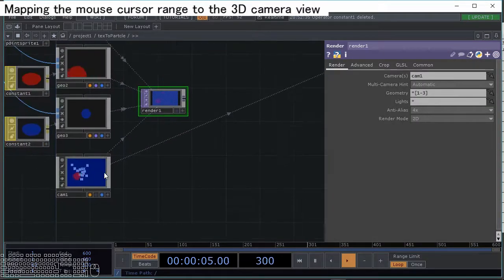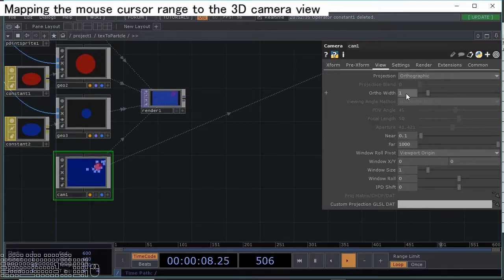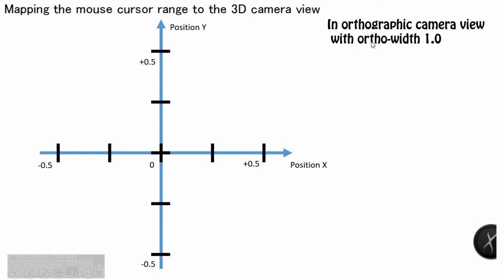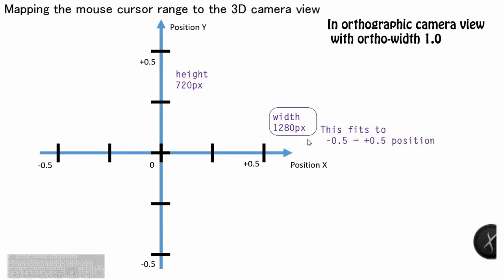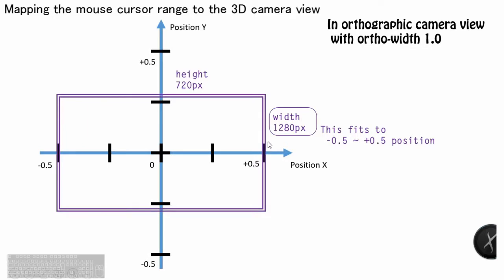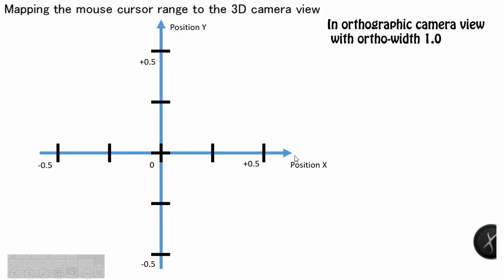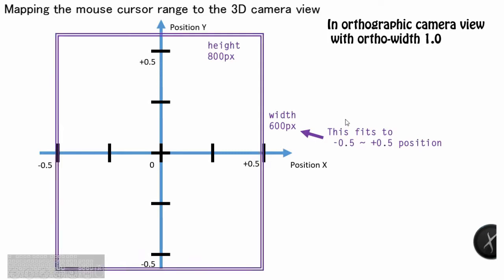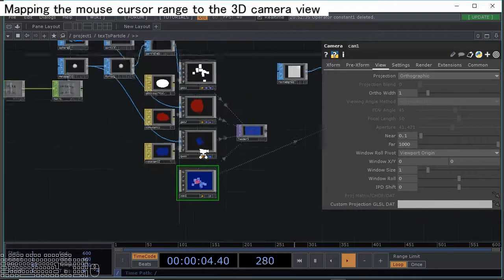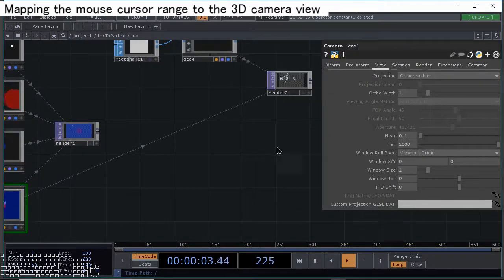Earlier, we set the camera to orthographic and the Auto Width to 1. In an orthographic camera view with Auto Width 1.0, for example, when you output the image with a resolution of 1280 pixels width and 720 pixels height, the horizontal direction fits to the -0.5 to +0.5 position, so the image size becomes like this. The width 1.0 becomes the length from here to here. Under the same situation, when you output the image with a resolution of 600 pixels width and 800 pixels height, this fits to -0.5 to +0.5 position, so the image becomes like this. Okay, then we have a trick to acquire the resolution aspect adjustment.